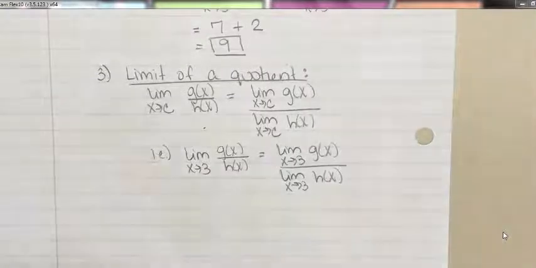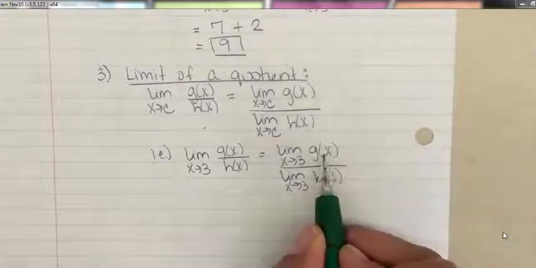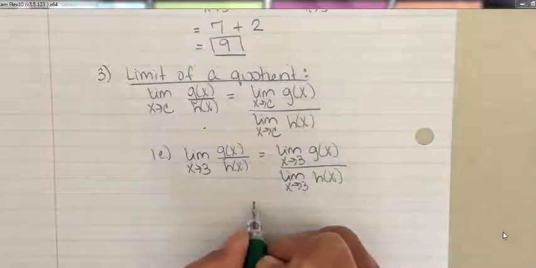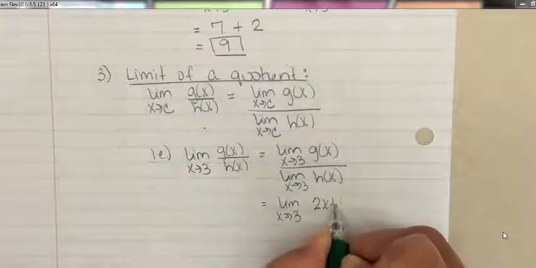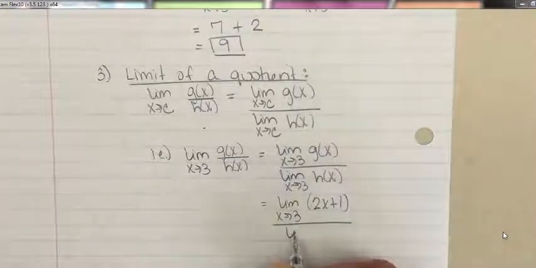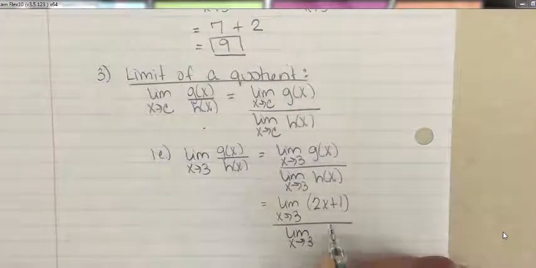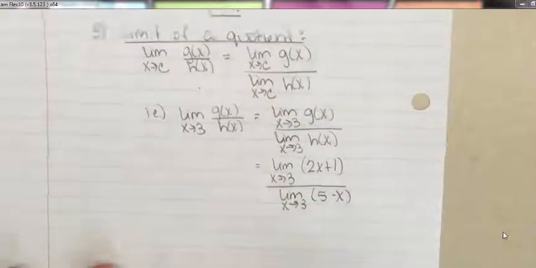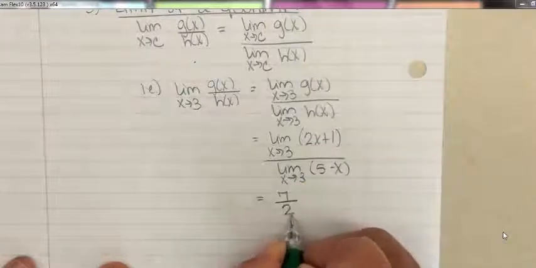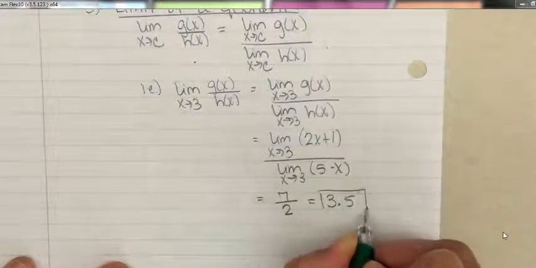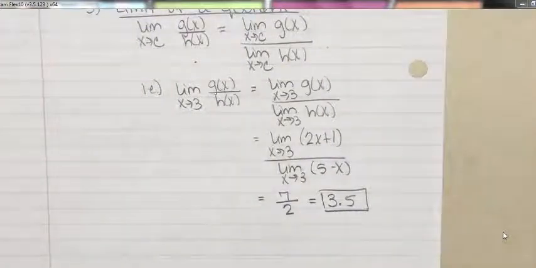Okay, now I'll go ahead and plug in my actual functions. So this will equal the limit as x goes to 3 of 2x plus 1 divided by the limit as x goes to 3 of 5 minus x. Plugging in 3 for both of these, we have 7 and 2. So 7 divided by 2, or in other words, 3.5. Pretty straightforward. I'm hoping that you're finding that to be the case anyways. I think I'll go on to another sheet of paper for our next one.